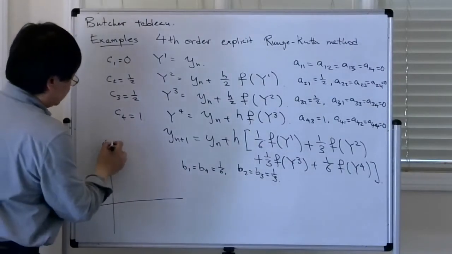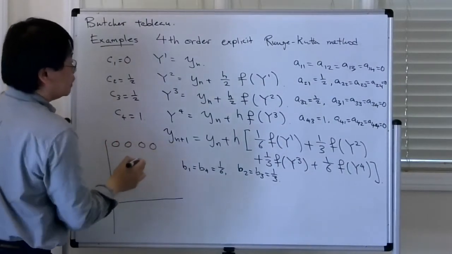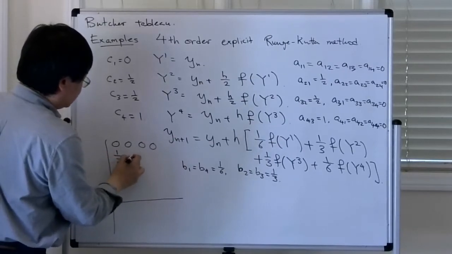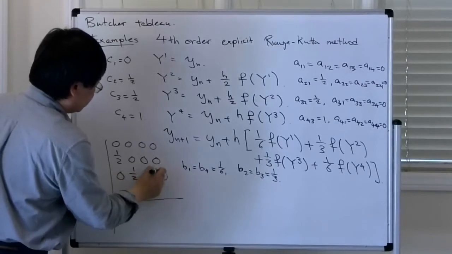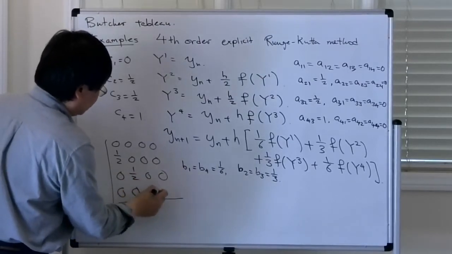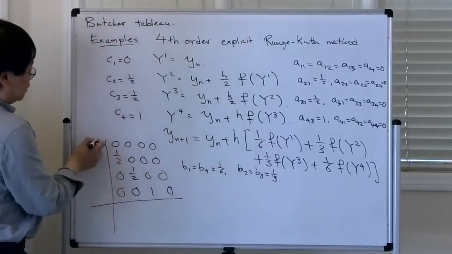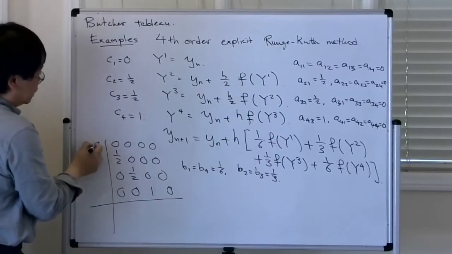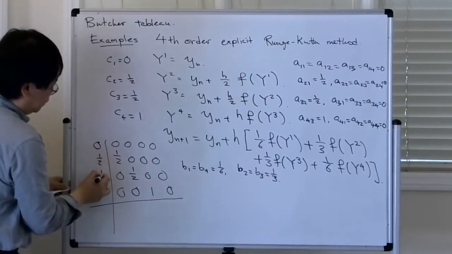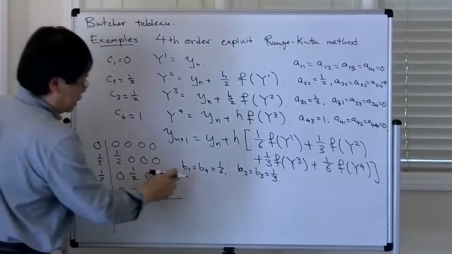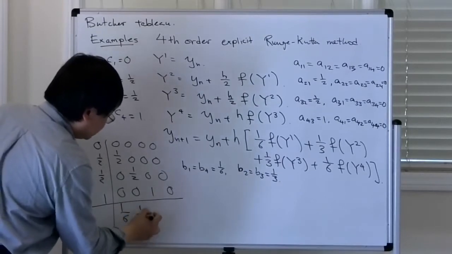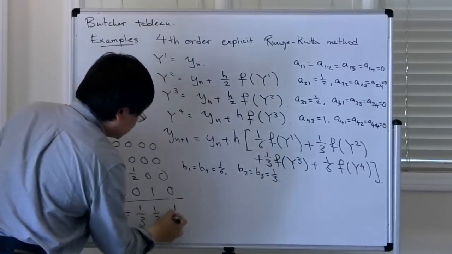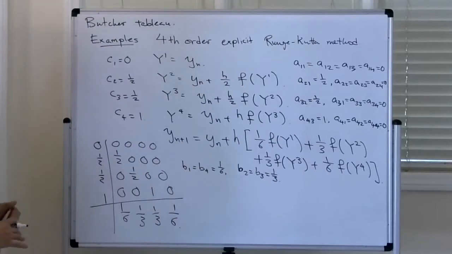So now you can put all this together, again in the form of a Butcher tableau. So you have 0, 0, 0, 0; 1/2, 0, 0, 0; 0, 1/2, 0, 0; 0, 0, 1, 0. And then the c entries, 0, 1/2, 1/2, 1, and then the b entries, 1/6, 1/3, 1/3, and 1/6. So there are some things you can start observing.